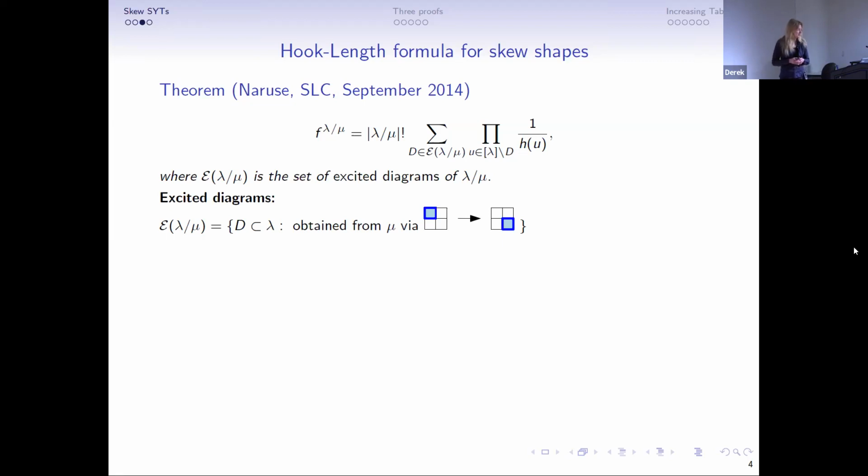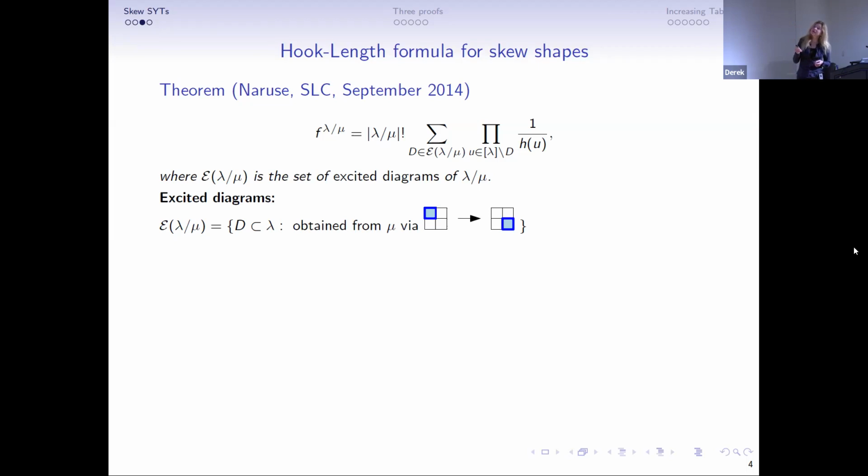So this is like an interpolation of a hook length formula. And what are these excited diagrams? They are defined algorithmically. They are obtained by shifting boxes along the diagonal as long as we can.